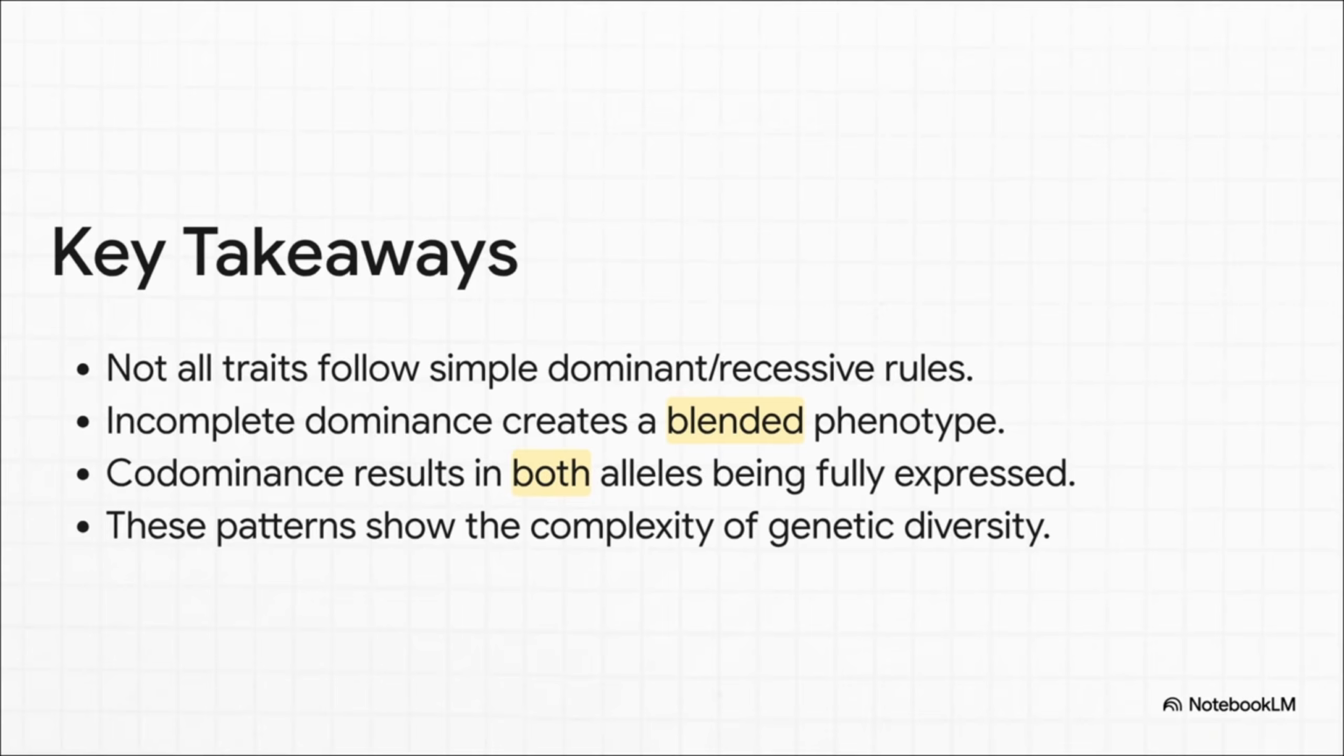So let's just wrap this up. The main takeaway: genetics is way more complex than just dominant and recessive. You've got incomplete dominance, which gives you that blended in-between look, and you've got codominance, where both alleles are out there, loud and proud. These patterns are a huge part of what makes life so incredibly diverse.